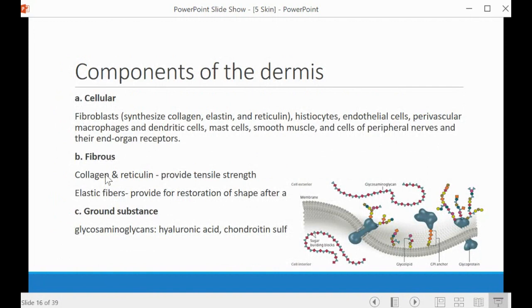So the dermis is the next layer after the epidermis. We started on the top with the epidermis, and now we're going into the dermis. The dermis has a cellular component, which is the fibroblasts. They help to synthesize collagen, elastin, and reticulin. We have the fibrous component, which is those fibers themselves, and then the ground substance. So that tells us what kind of tissue this is. This is not epithelial tissue anymore. What is it? It is connective tissue.